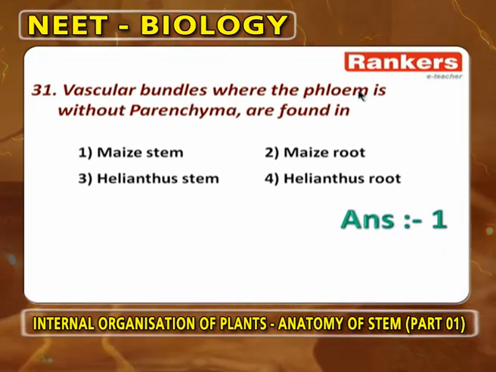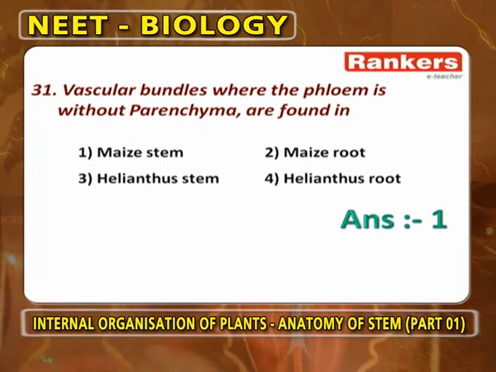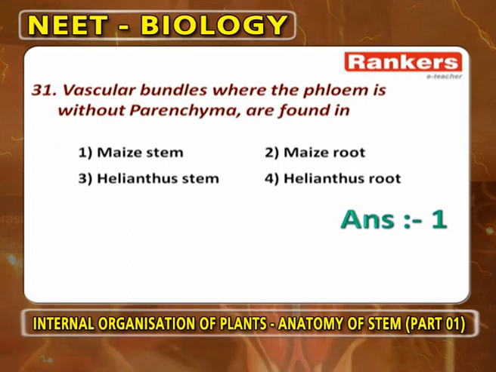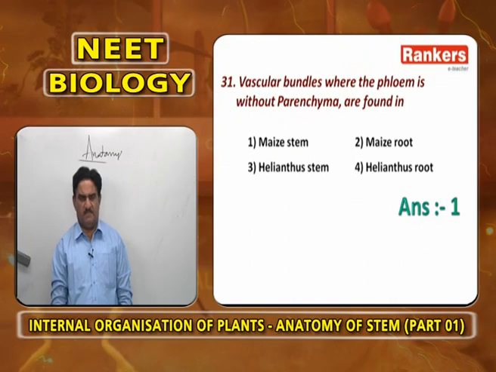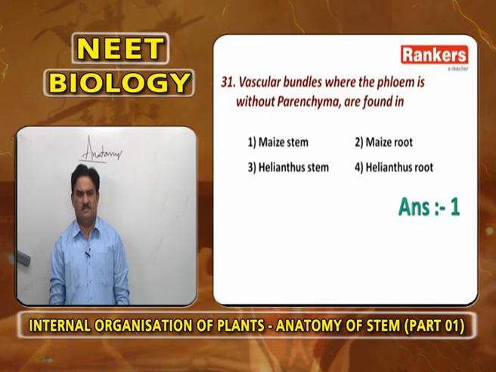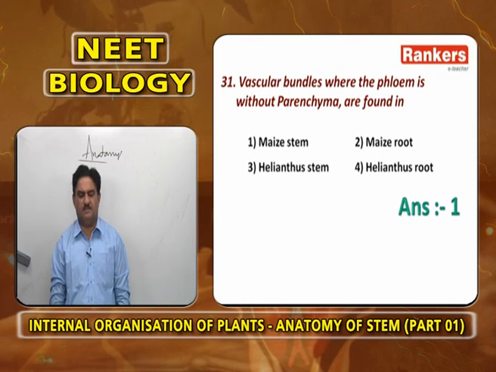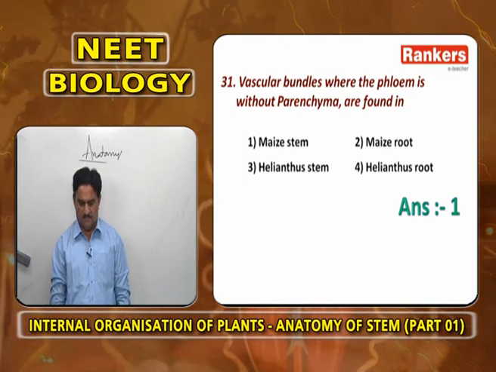Vascular bundles where the phloem without parenchyma are found in. Phloem without parenchyma is phloem parenchyma. Phloem parenchyma is found in the phloem of maize root. It is found in the phloem of helianthus stem. It is found in the helianthus root. It is absent only in maize stem. Why? Monocots are the plants where the phloem absolutely does not possess phloem parenchyma. So, maize stem. First option.